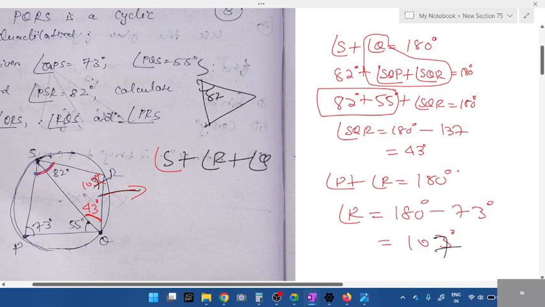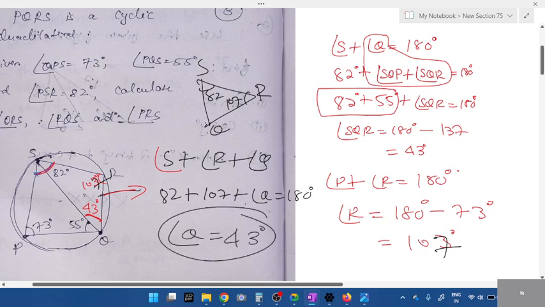See here, observe this triangle SQR. This is 107. So angle S is 82 plus angle R is 107 plus angle Q is equal to 180. You can even do it this way. You'll get the Q value as 43. So I'm sure you'll understand both ways. You can do the first step like this, or if you feel this is tough, ignore this. First find PR. Once you find PR, use the sum of interior angles to find the other one.